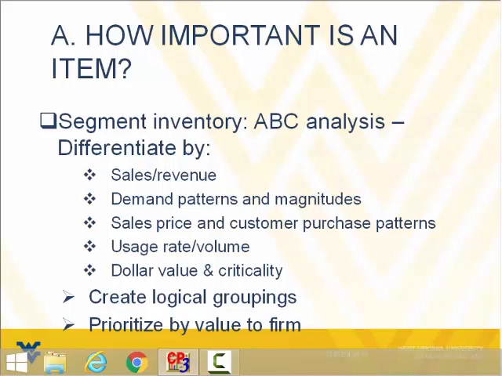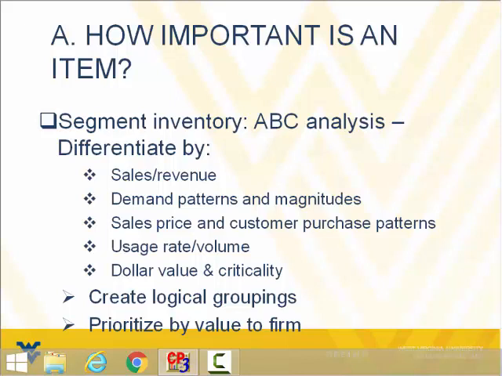So the first question: how important is an item? We do an ABC analysis. We all remember ABC analysis? Yeah, the Pareto analysis. So this is just a basic rundown. We can segment by sales, by demand. We can segment by the customer purchase patterns. What is the usage rate if you're talking about a manufacturing environment? What is the criticality of a product in terms of what is its impact if it's not available?